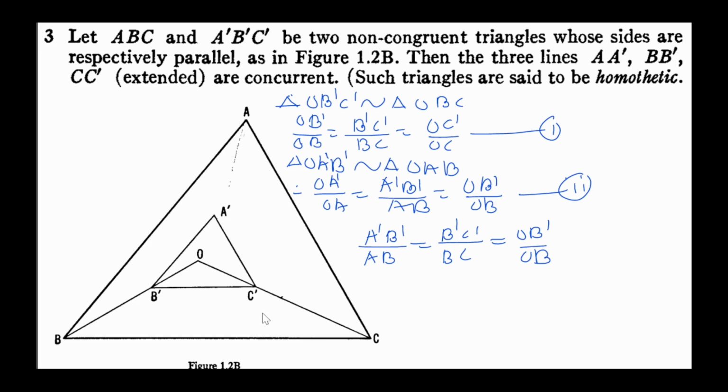Let AO meet A'B' in A1'. So here we are assuming that if we join A to O, then this point is, say, A1'. Whereas we are assuming that this point A' and this point A1' are different points.